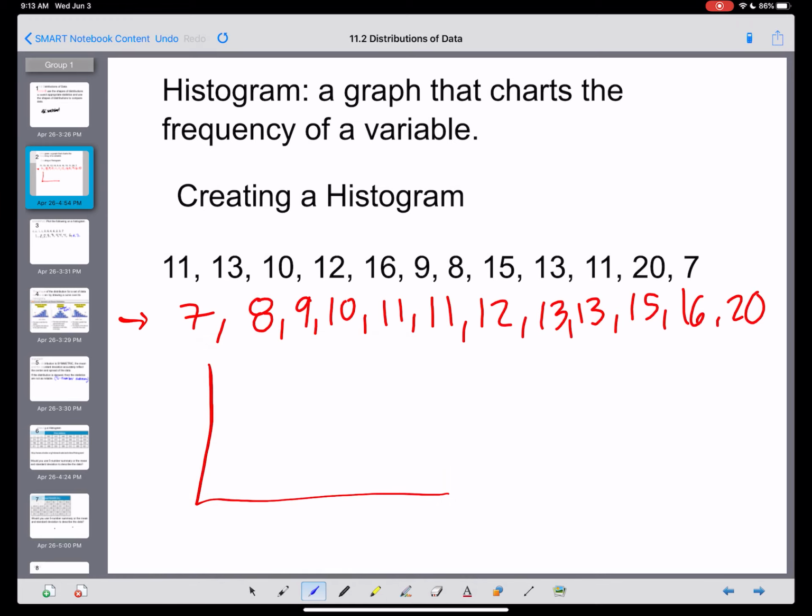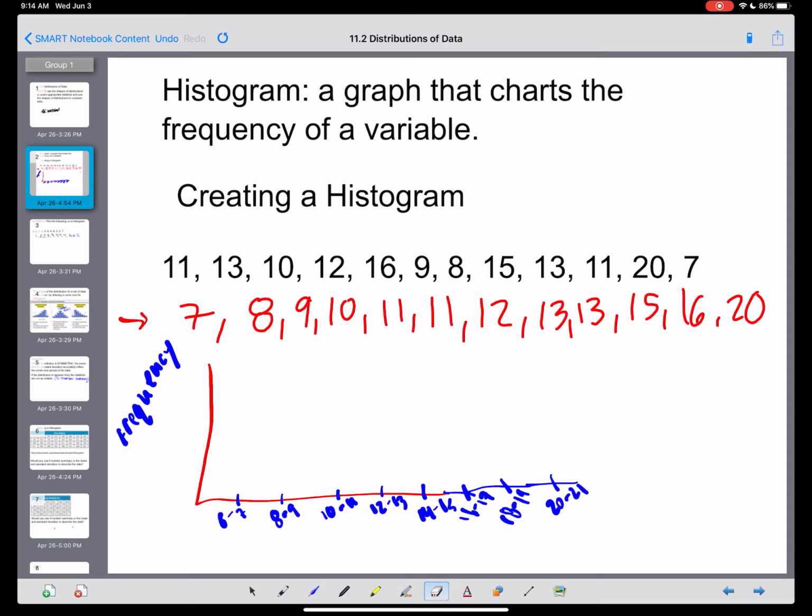Over here on the left side, I'm going to write frequency, because that means how many times something occurs. Now, I don't want to make the x-axis individual numbers like 1, 2, 3, 4, 5, 6, 7, because I don't want to list 7 through 20 numbers. So instead, I'm going to go by twos. The first dash is going to be 6 through 7. The second one's going to be 8 through 9, 10 through 11, 12 through 13, 14 to 15, 16 through 17, 18 through 19, and then 20 through 21.